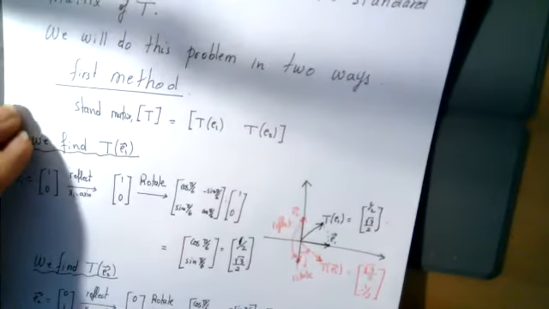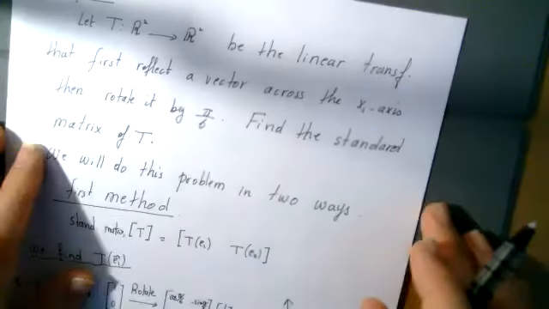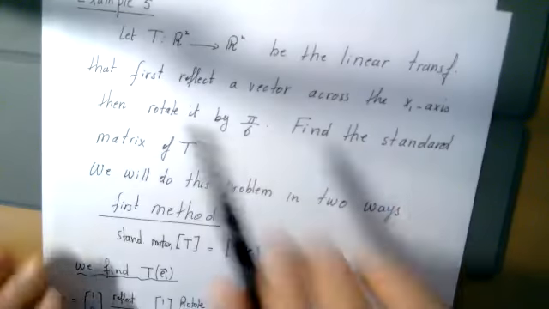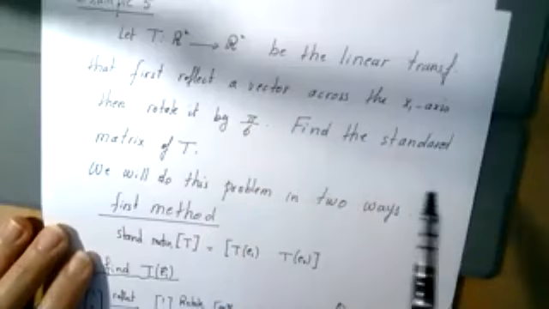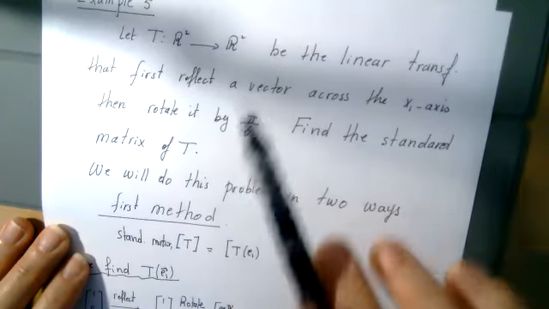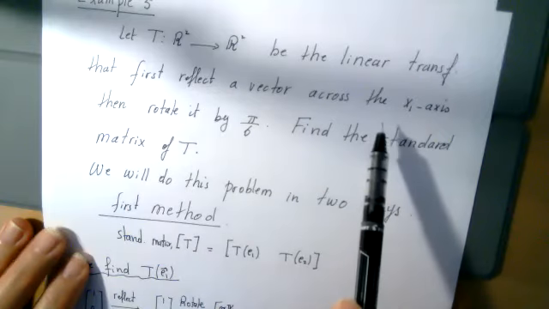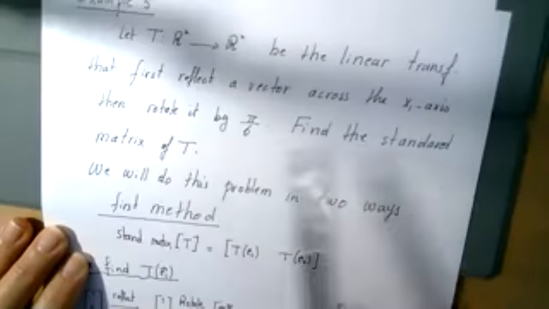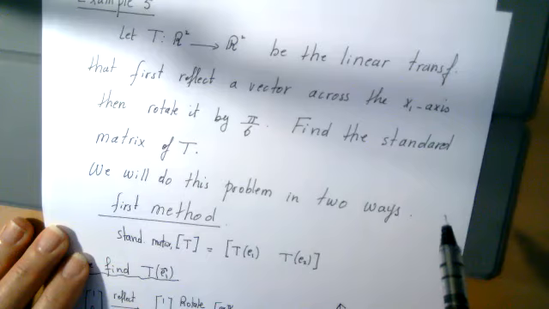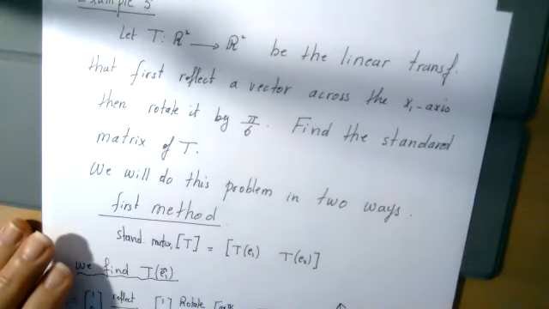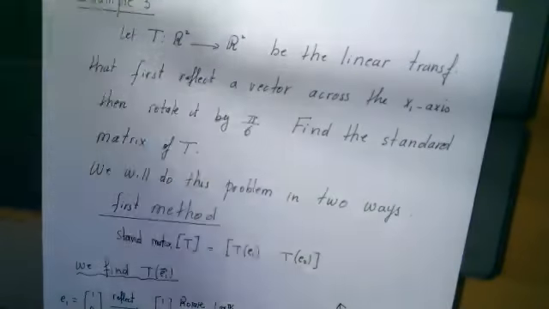All right, the last example, it's a little bit harder, but we're gonna try to do as much as I can. So in this example, I'm gonna tell you, let T from R2 to R2 be the following. It does two things. Takes the vector first and reflects it, and after it's reflected, it's rotated. So what it does is the following.